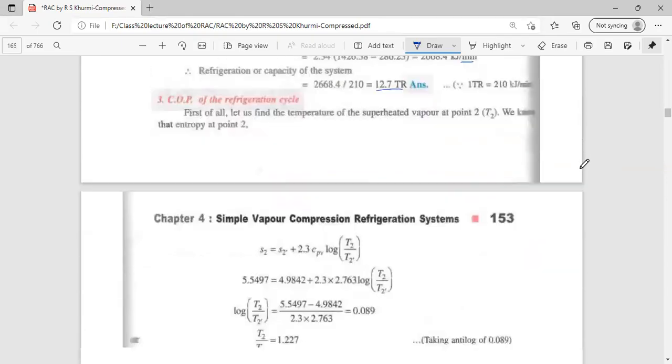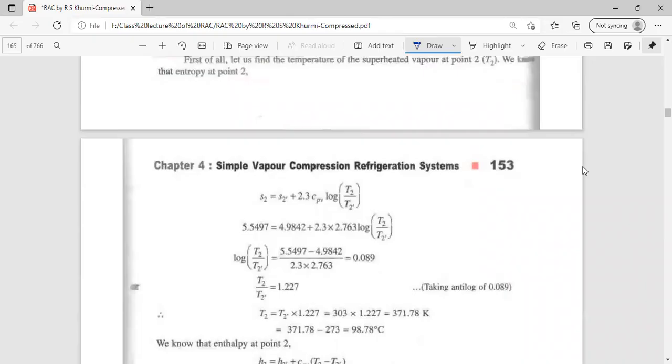Now, COP of the cycle. We have to find S2. First, we have to find out H2 and S2, and S2 dash. So what is going on? We know S2 is equal to S2 dash plus 2.3, the specific heat at constant pressure of the vaporized refrigerant, multiplied by log T2 divided by T2 dash. T2 is the temperature at the end of compression, which is in the superheated state, and T2 dash is the end temperature.